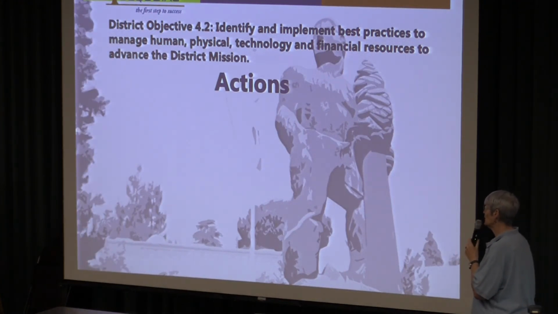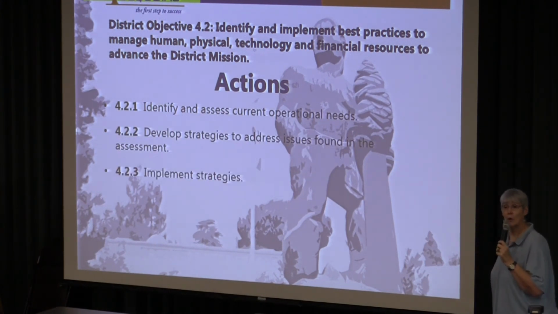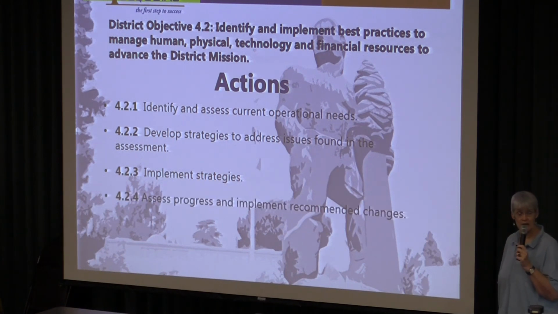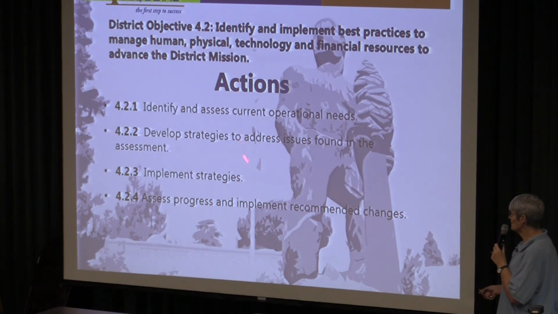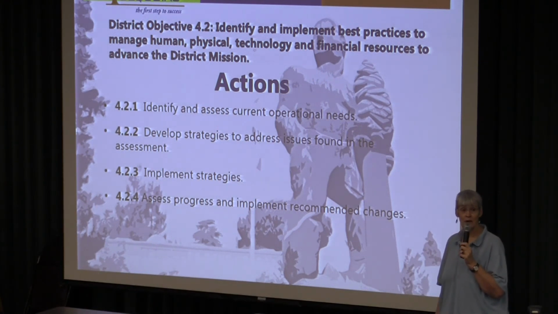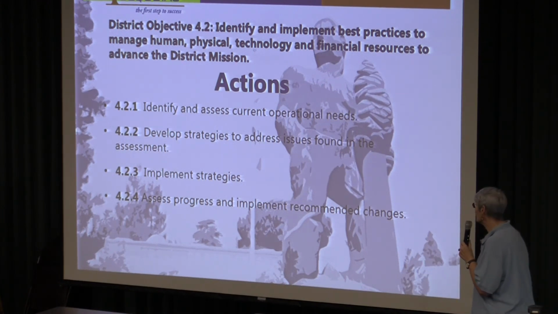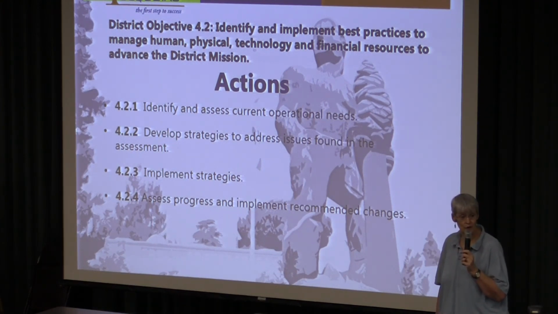District Objective 4.2, the actions for that one is to identify any current issues that might be in any of our services that we provide. And then to actually try and develop strategies to address anything that we identify in our systems that might be problematic. And then finally to implement those strategies. And then after implementation, again, look back at whether or not we have been able to move that needle. Have we made it better? So those are the objectives and actions for District Goal 4.